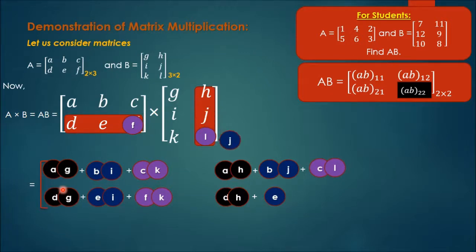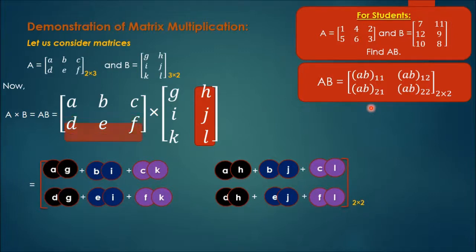Now this completes the multiplication, and we will enclose these elements in brackets, and the order is 2 cross 2. Where you have reached in your calculation, if you have completed, then you will see the answer after a few seconds. If you haven't, then you can pause the video and resume later on. Now let me show you the answer.